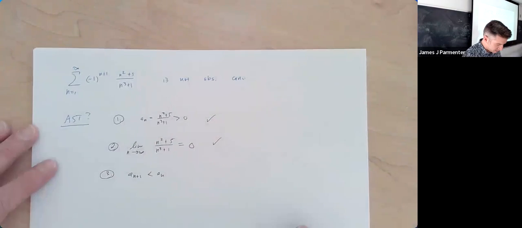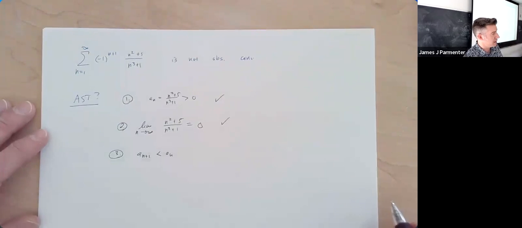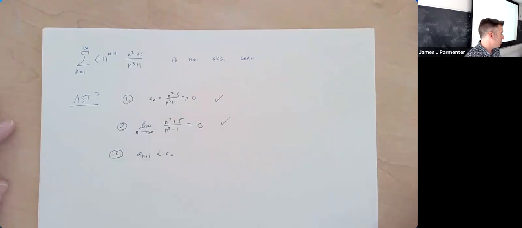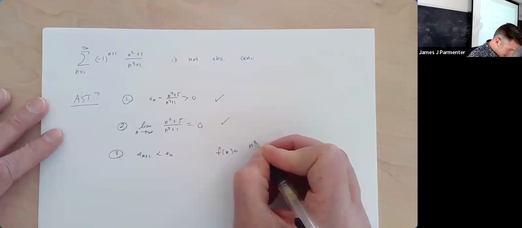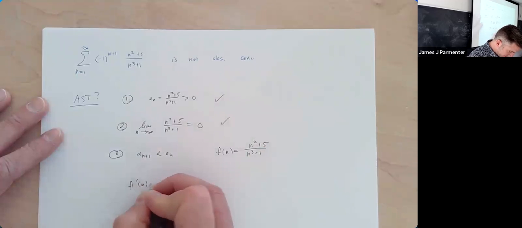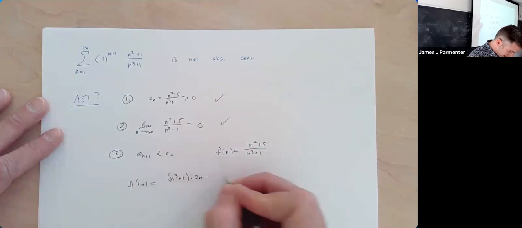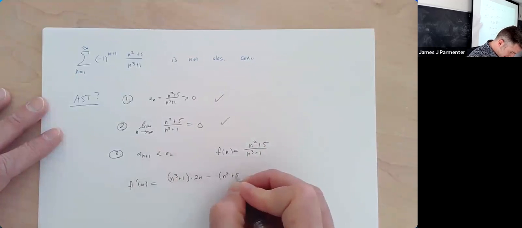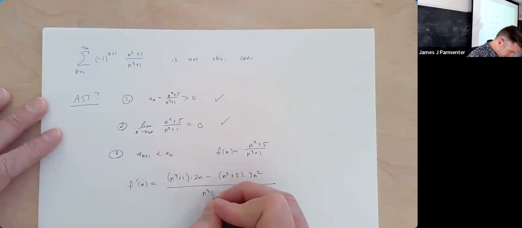Now you can either check this by actually showing it, or by taking the derivative of your sequence and showing that it is negative after some value of n. And that is usually what we recommend doing as long as you don't have a factorial. So I would say, great, my function f of n is n squared plus 5 over n cubed plus 1. F prime of n is bottom times the derivative of the top, minus the top times the derivative of the bottom, all over the denominator squared.